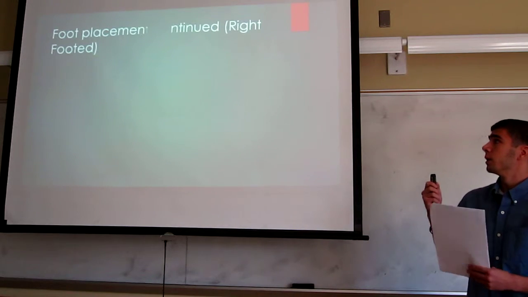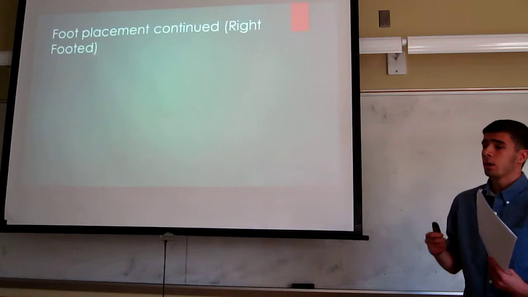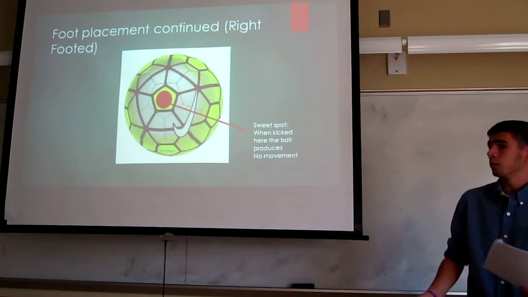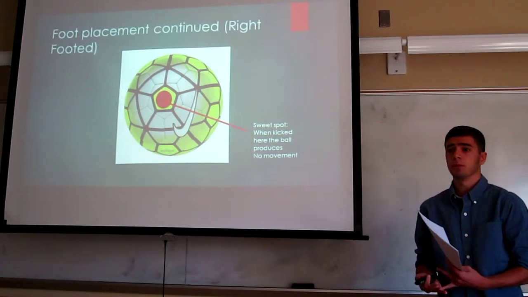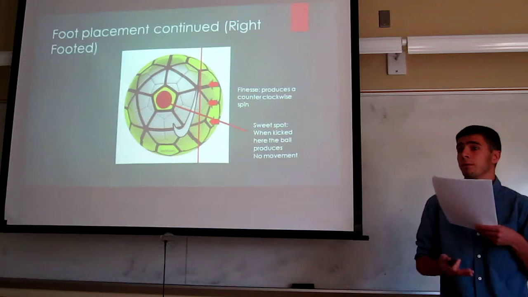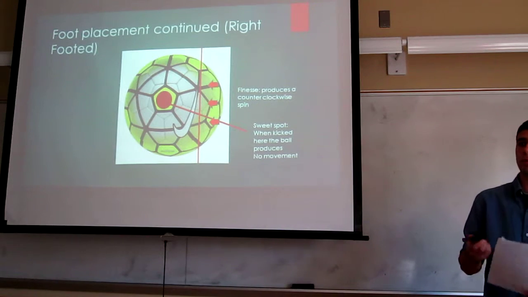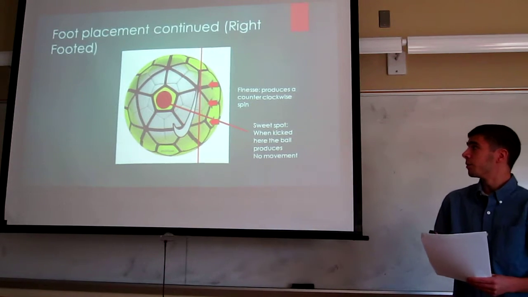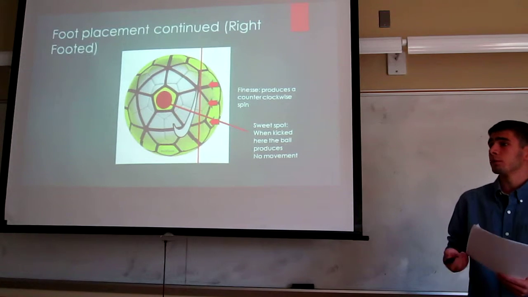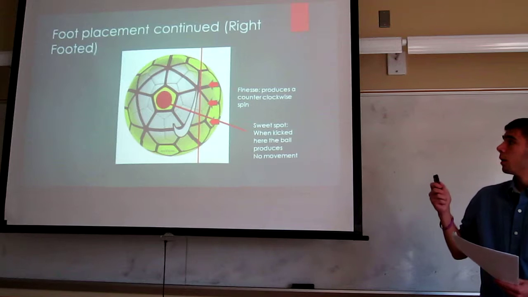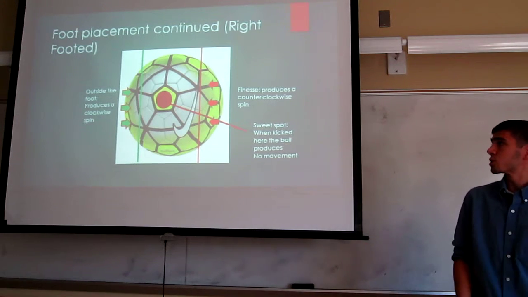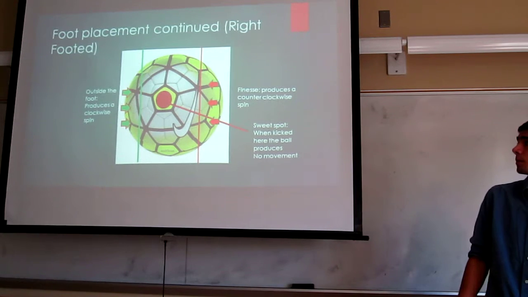And then there's foot placement on the ball. So this is a ball. The middle is called the sweet spot, which again produces little to no movement. Kick it on the right side of the ball, considered a finesse shot, and it produces the counterclockwise spin. As I said before, it's easier to kick it on that side if you're a righty, and most soccer players tend to be righties. Kick it on the left side, you can see the area that you need to kick it on is much smaller, and it produces the clockwise spin.